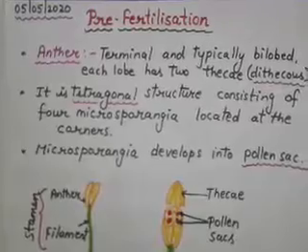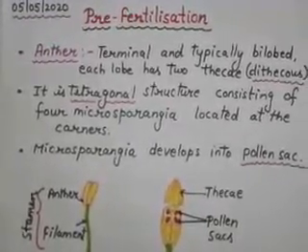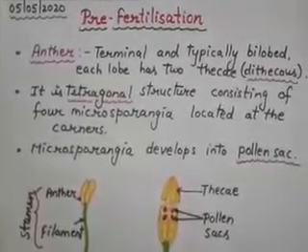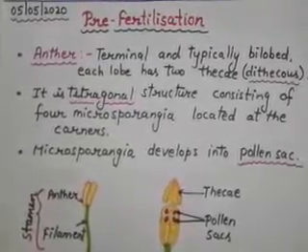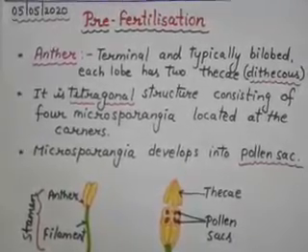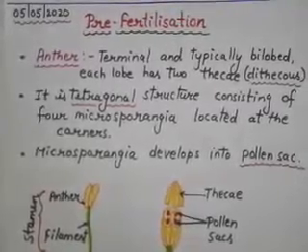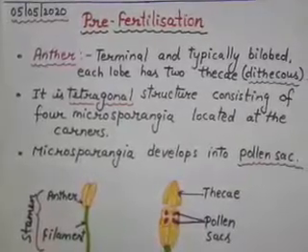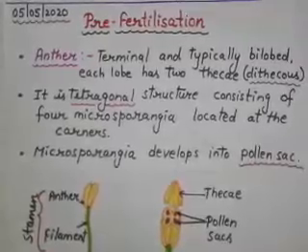Okay? Over here, what is anther? Anther is a terminal and typically bilobed structure, and each lobe has two theca. Okay? It is a tetragonal structure consisting of 4 microsporangia located at the 4 corners. Okay, students? And these microsporangia develop into pollen sacs.